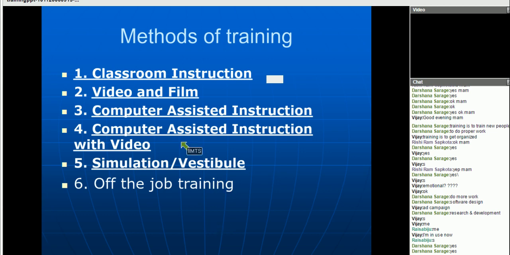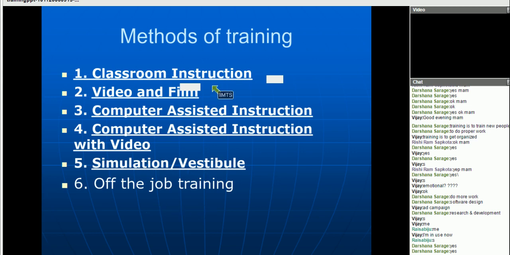Okay, yeah, this is important. Now what are the different methods of training? Those were the types of training. Now how do we conduct these types of training? One can be classroom instruction method, video and film, computer assisted instruction, computer assisted instruction with video, simulation or vestibular training, and off the job training.